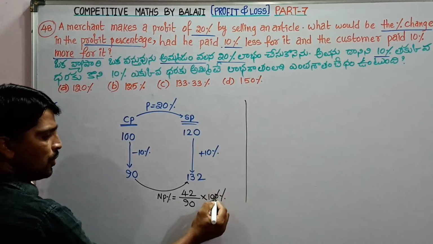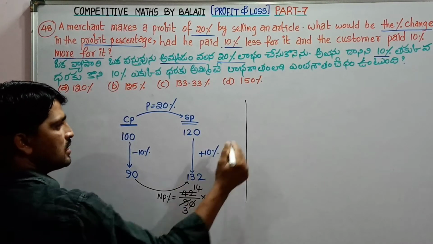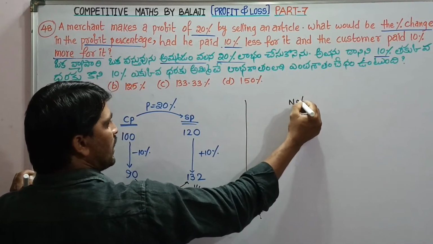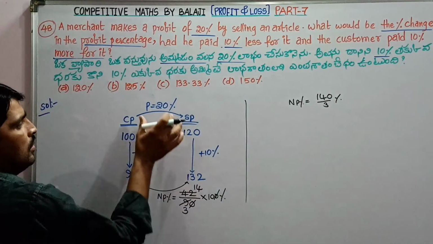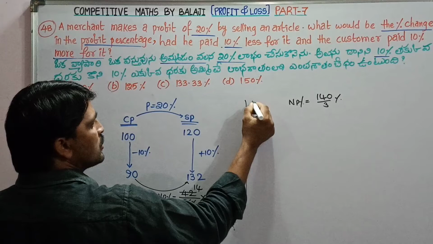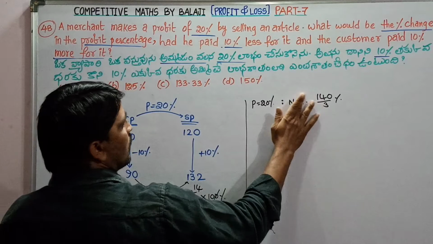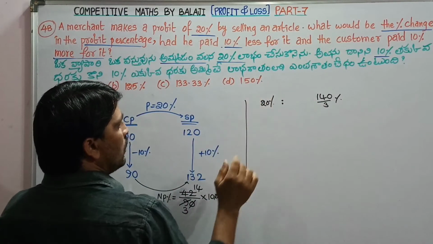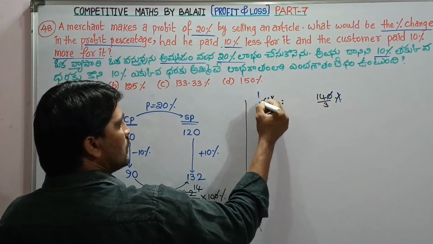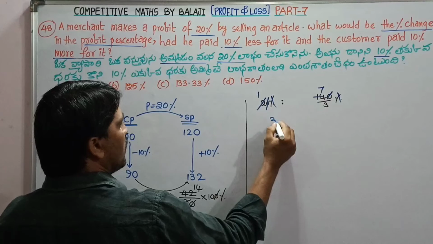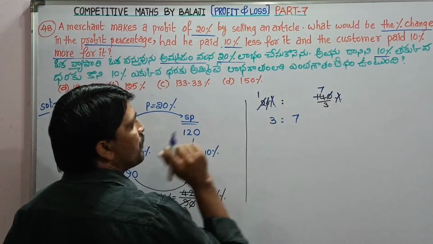New profit percentage is 140 by 3%. And consider old profit or initial profit is 20%. Consider their ratio actually. That equals percentage gets cancelled. 1 0 0 cut, 2 1s are 2, 7s are 3, 1s are 3 is to 7. This is initial profit is 3 units and new profit is 7 units.